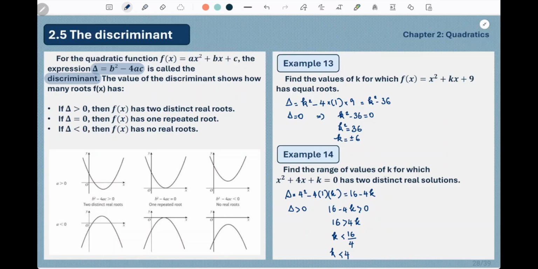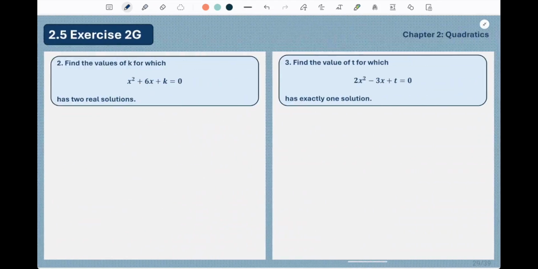Okay, so today we're going to do two more questions from the exercise sets, which are similar to the ones we've just done. Find the values of k for which x squared plus 6x plus k has two real solutions. This is true when delta is more than 0. So we need to first find delta.